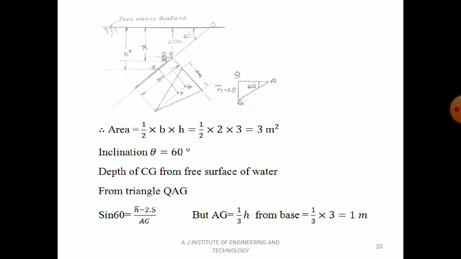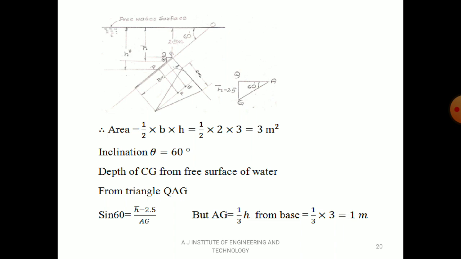Hypotenuse is AG. Now you are supposed to find AG. How to find AG? AG is the distance from G to the base of the triangle. So AG equal to 1 by 3 H from base. You know, the centroid of a triangle lies at a distance of 1 by 3 H from base. I have used this correlation in the second problem, so just recall. So 1 by 3 H, with H given as 3 meter, is 1 by 3 into 3, that is equal to 1 meter. So AG equal to 1 meter.